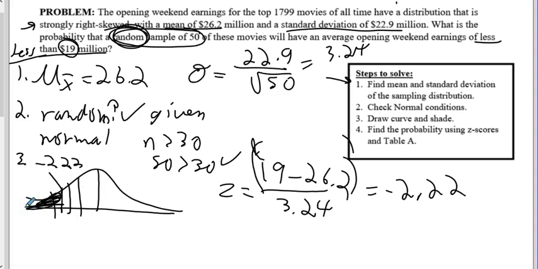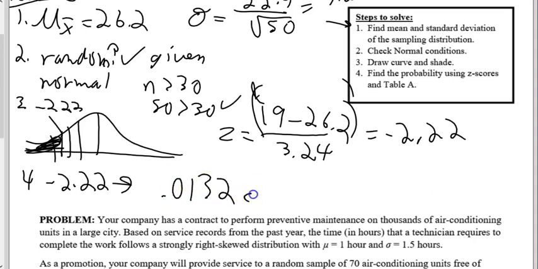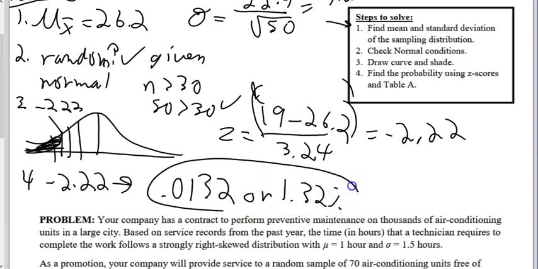And lastly, for number 4, we're going to take that negative 2.22 and we're going to look on our chart. Since we're looking left, we do not need to subtract anything. And that's going to give us 0.0132, or we can write 1.32%. Either one of those is fine. And that's our 4 steps to the problem.